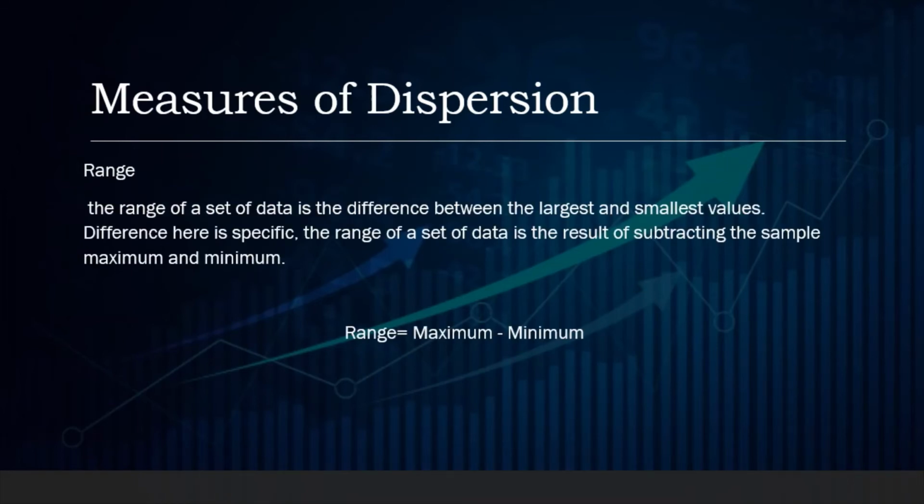Range. The range of a set of data is the difference between the largest and the smallest values. Difference here is specific. The range of a set of data is the result of subtracting the sample minimum from the sample maximum. Range equals maximum minus minimum.